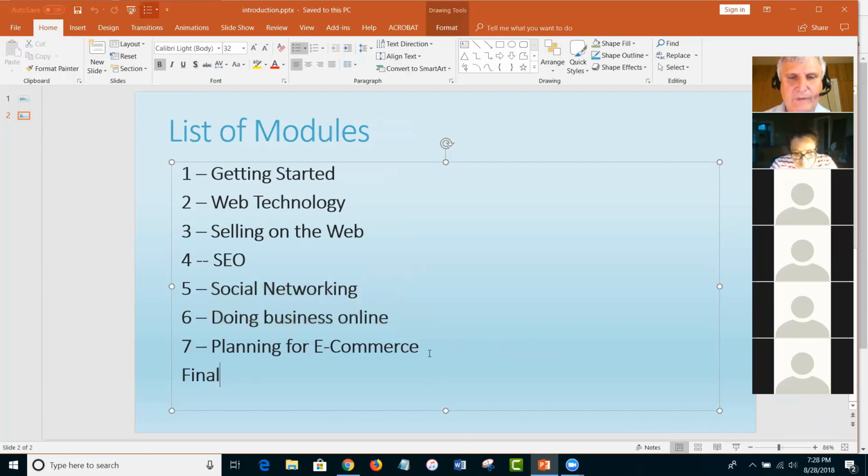And then the last module will be planning for e-commerce. And for this, you'll be actually making a business strategy plan for e-commerce and learning about some other elements that are important in planning for e-commerce. And then the last 3 weeks of the course will be spent working on your final project, which will be an e-commerce site.